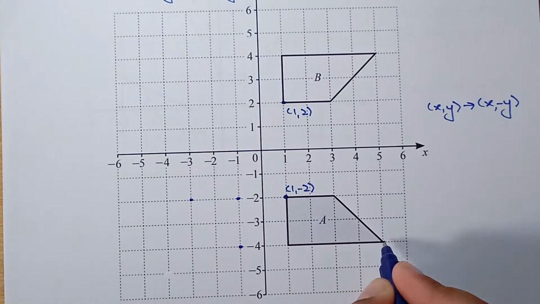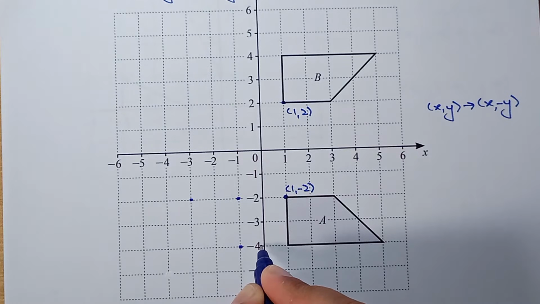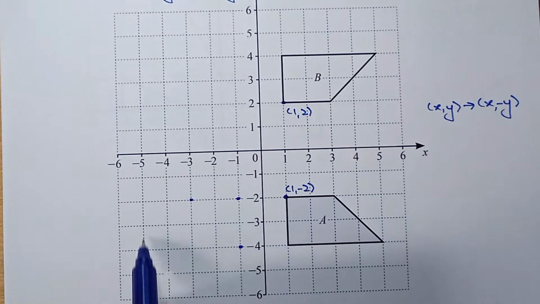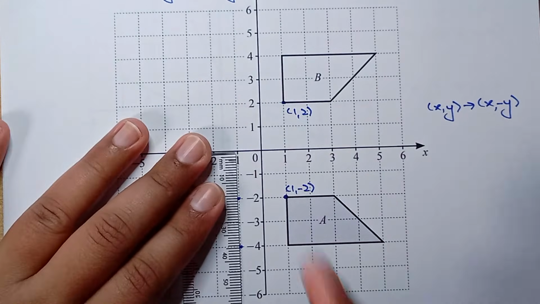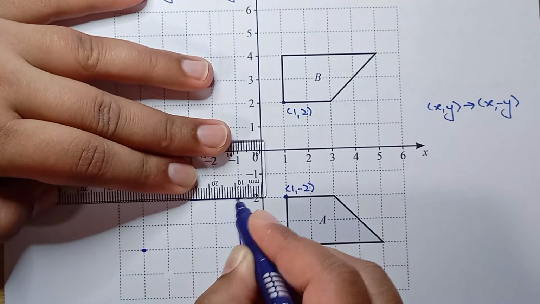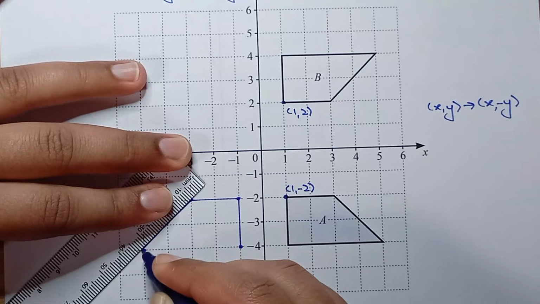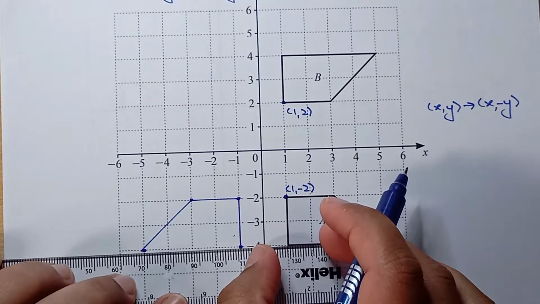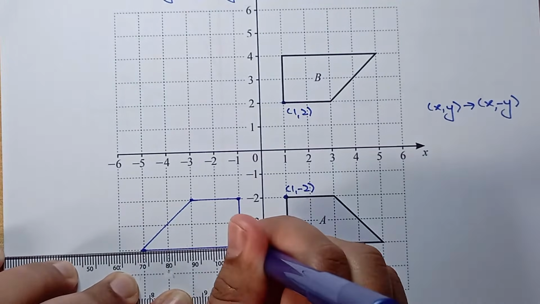This 5 and minus 4 changes to minus 5, minus 4. Minus 5 and minus 4. This point. So this is a reflection along a line x equals 0, or we can say the y-axis. This is shape C.